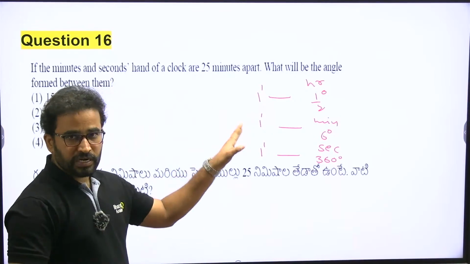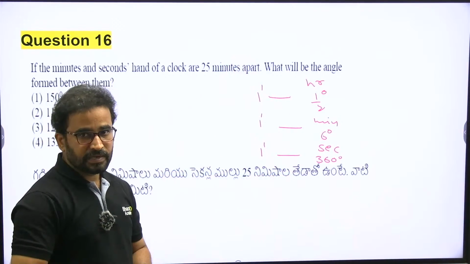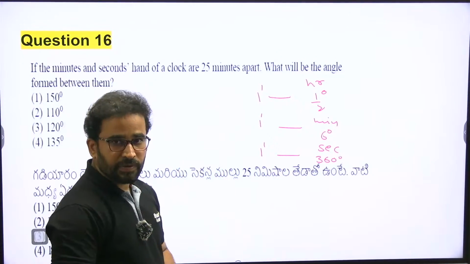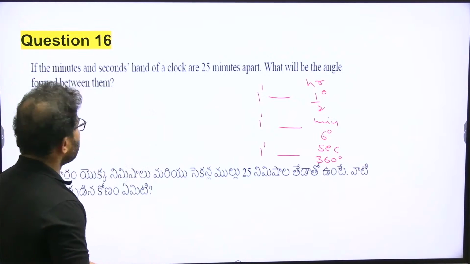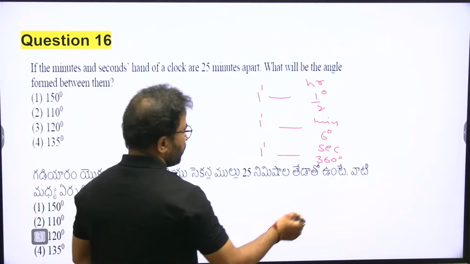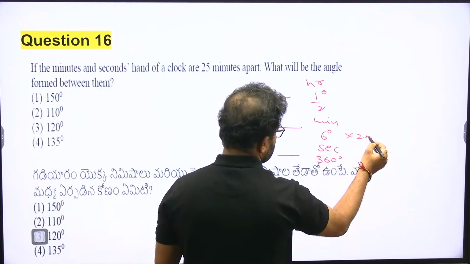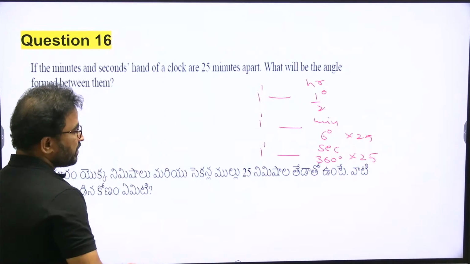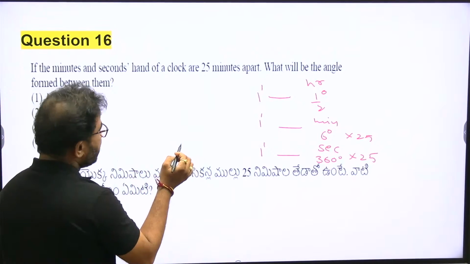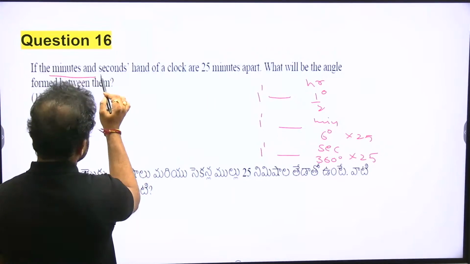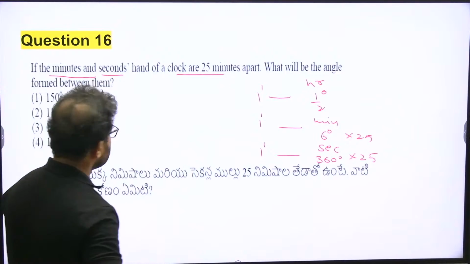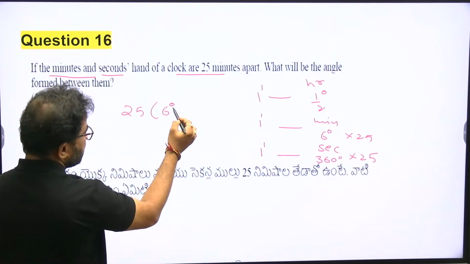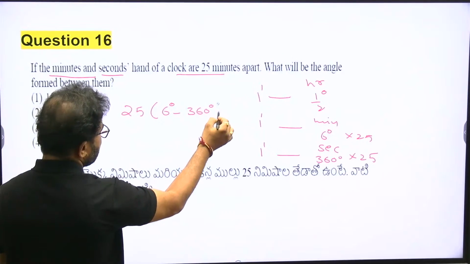I will discuss how to write this and how we work with it in the classroom session. But better you remember that for 25 minutes apart from each other, the angle between them is, look at this one, both belong to 25 minutes apart. If the minute and second hand of the clock are 25 minutes apart, as they have given, then 25 minutes, if I take common, 6 degrees and 360 degrees gives the answer here.